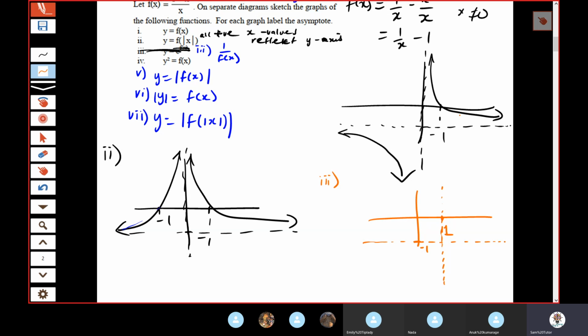Okay, let's do it bit by bit, right? So don't rush it. Now let's do the right-hand side first. Let's start with this side. So what's 1 over a very small negative number? What are you guys going to say? 1 over a very small negative number. A large number. A very large negative number, right? So it's going to start down here.